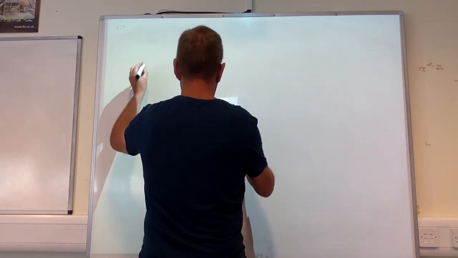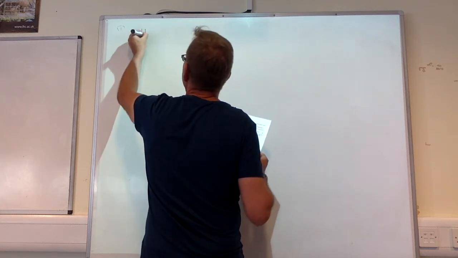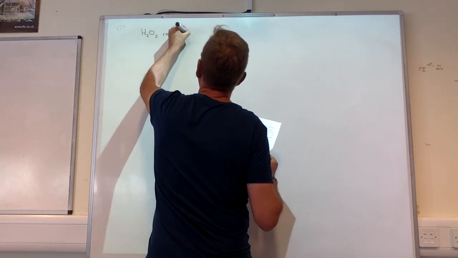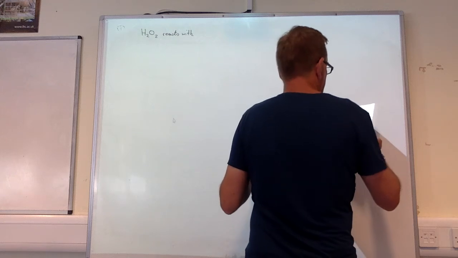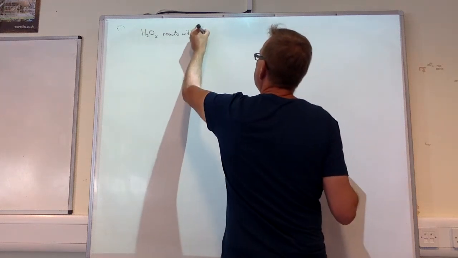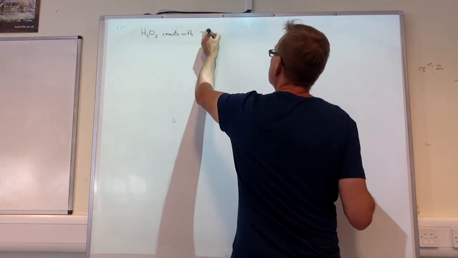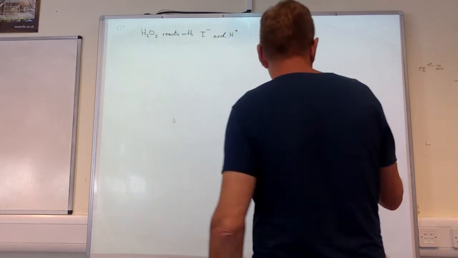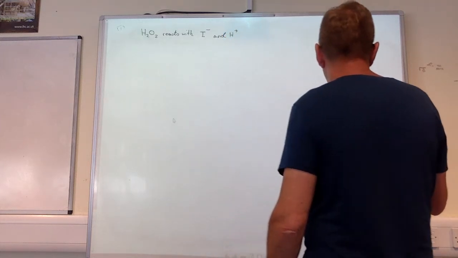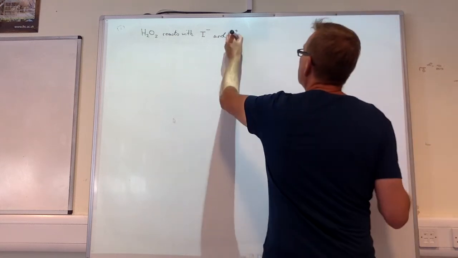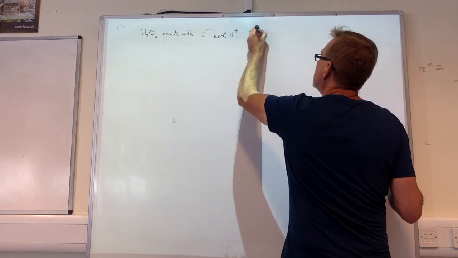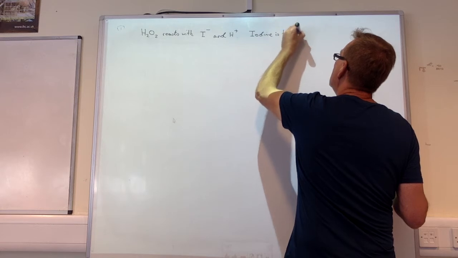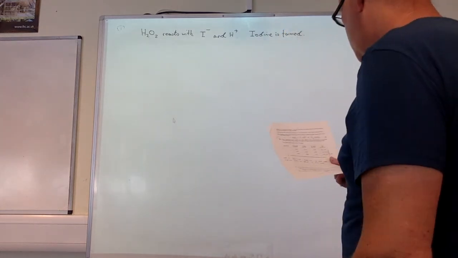Right, abbreviate it. Hydrogen peroxide, H2O2, reacts with iodide and H plus, right? It's not giving you the actual reaction. Iodine is formed. No overall equation, which is a bit of a shame.